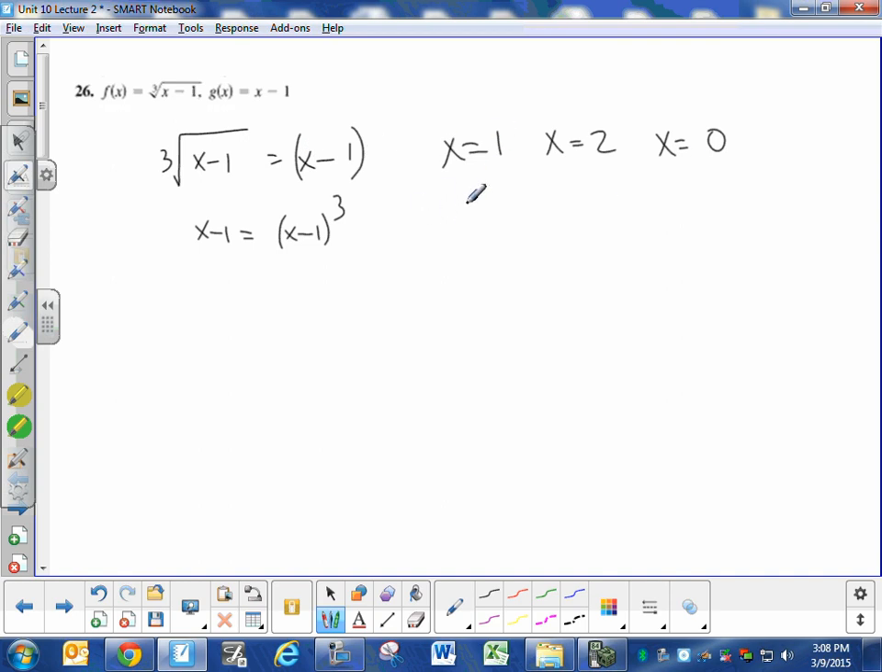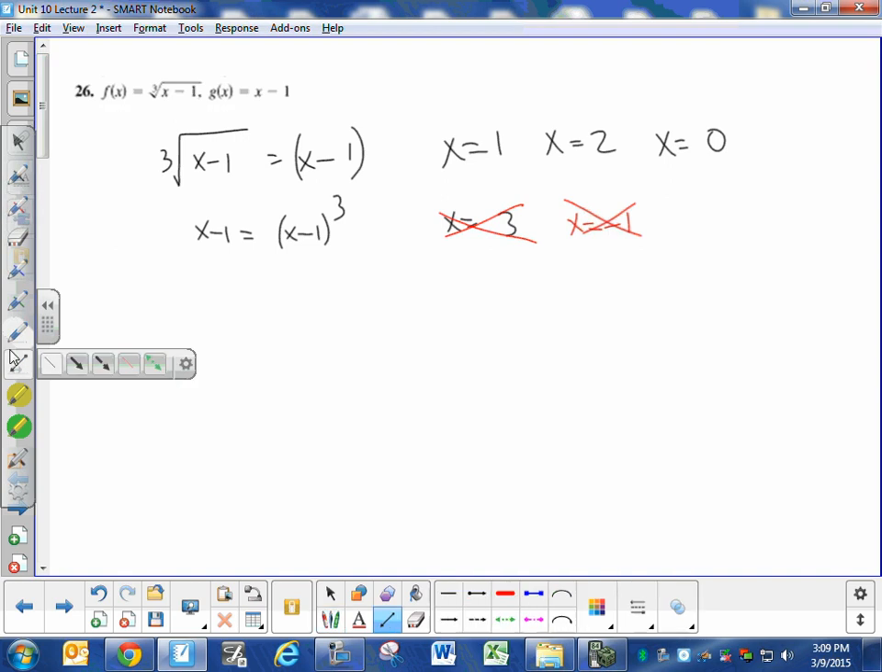If I think about any other values, like say x is 3, the cubed root of 2 is equal to 2, that's not true. So that's not a solution. If I think about x is equal to negative 1, I get the cubed root of negative 2, which is equal to negative 2, and that's not true either. So it's really 0, 1, 2. That will help me sketch my graph.